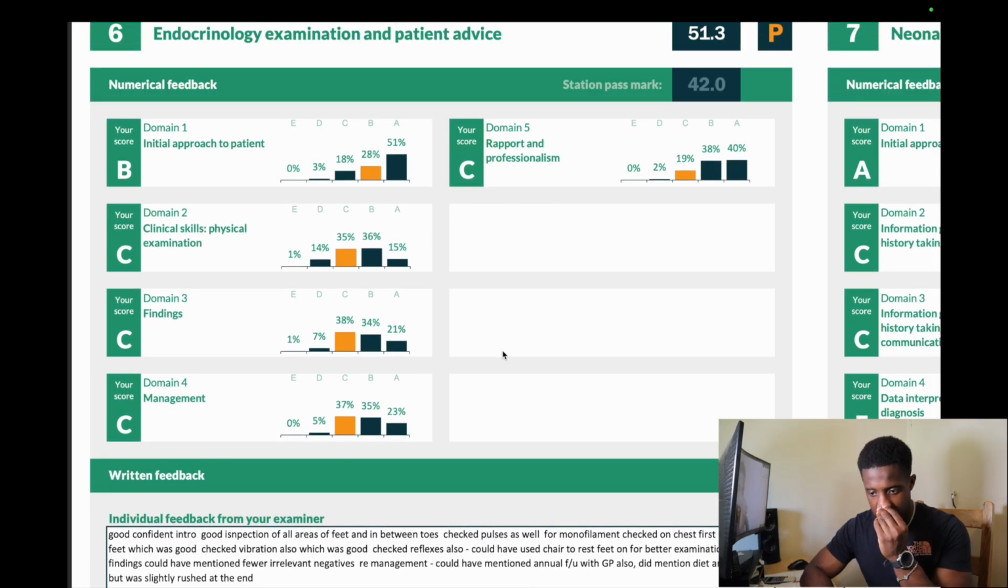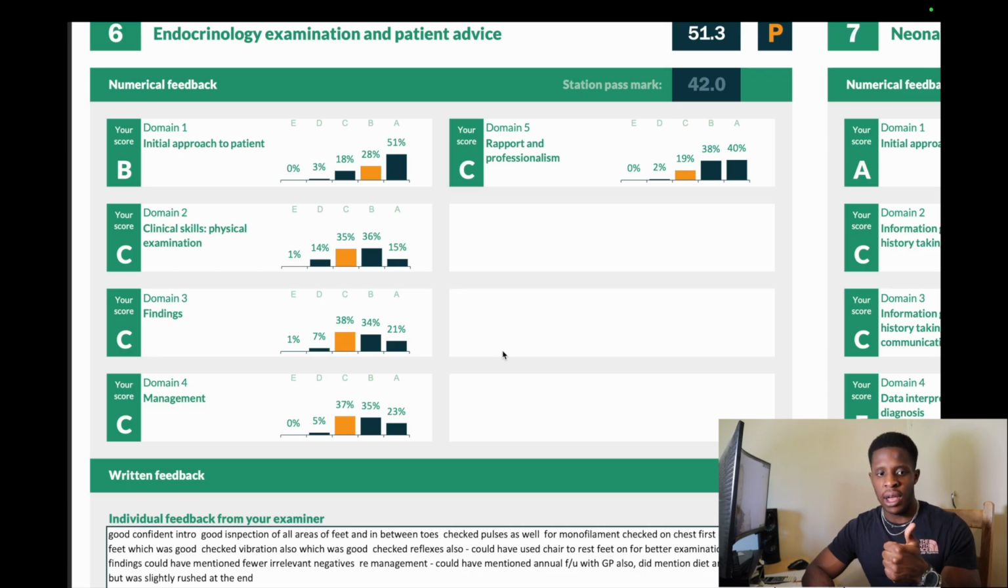I thought the examination was good, but something else I will say for a lot of these stations is make sure to read the brief. Oftentimes in the stations I would answer the first part of the brief, but not the second. So let's say the station is: perform a diabetic foot exam on this patient, then address their concerns.